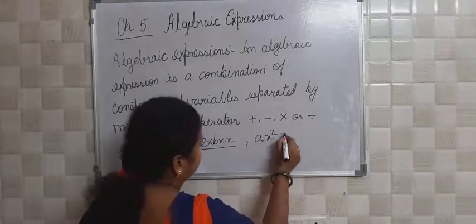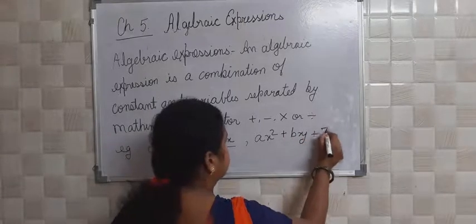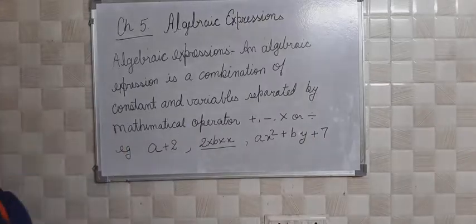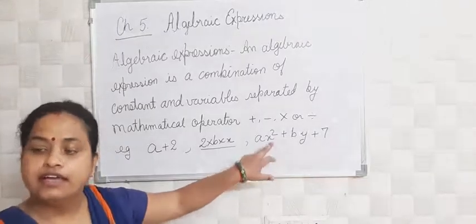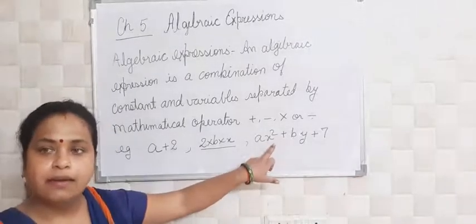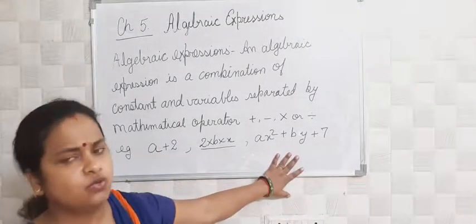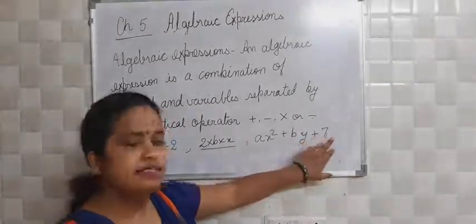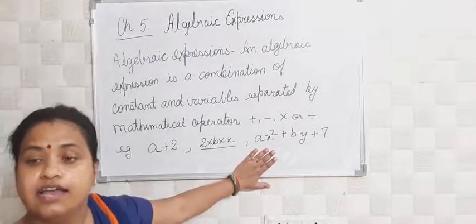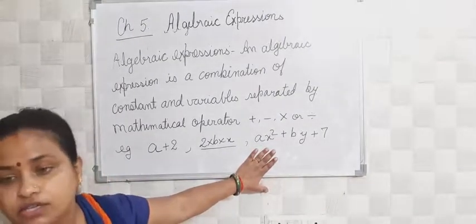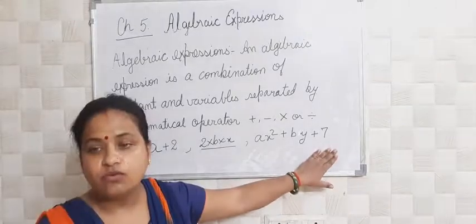We can take another: ax square plus bxy, we can take plus 7. So here we can say that we are having 4 variables. What are the 4 variables? a, x, b and y. What we have studied is that variables can have different values at different places, so they can change. And 7 will always remain 7. It is a constant term.